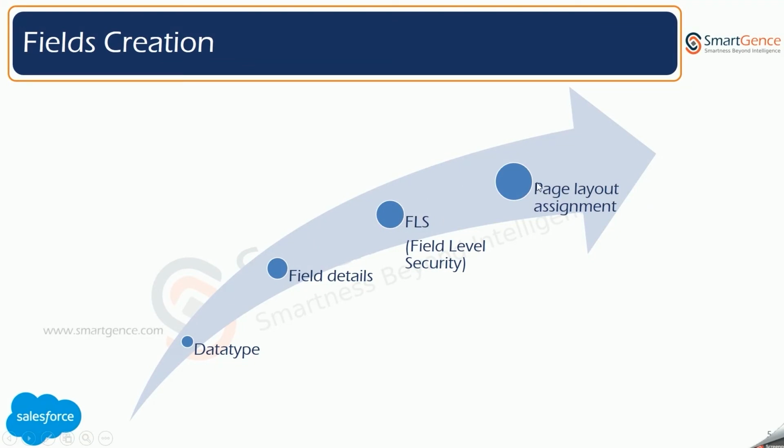This finally leads to our final step, page layout assignment. As you would know, every single object has different page layouts. Here in this step, we define at which page layouts this new field has to be accessible by the users. With all these four steps, the process of field creation ends.